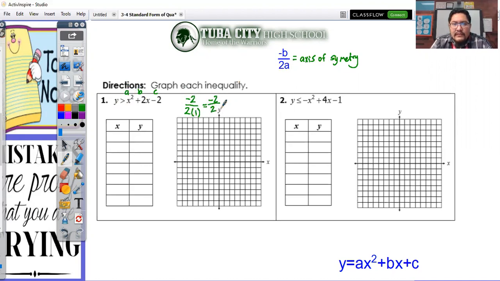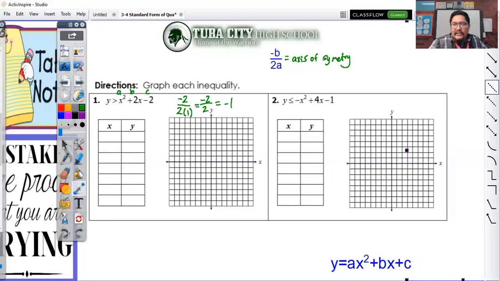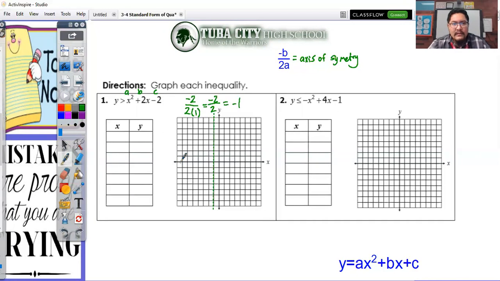Negative 2 over 2, and then I'm going to divide this out. In this case, my axis of symmetry is at -1. So I could put my axis of symmetry here. I'm going to go ahead and mark it, so that we have -1 right there. We know whatever's on this side should be the same as whatever it will be on this side. Now we're going to put -1 in the middle, and we're going to number down.